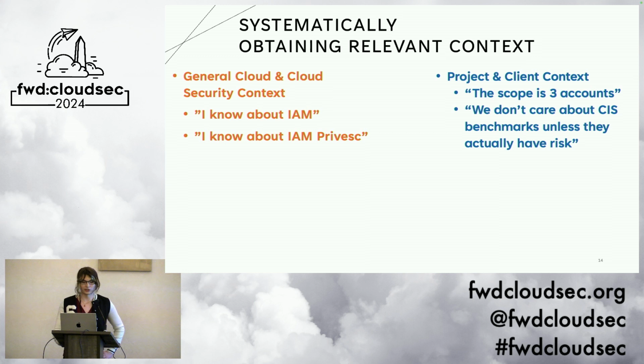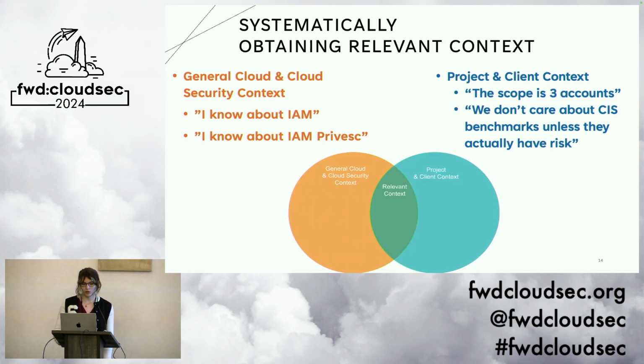And I have my own mental model for this. So I like to think about it in two different categories for pen testing, which is that you have general cloud and cloud security context. These are things like, I know about IAM, and I know about IAM privilege escalation. There's also project and client context. And this is things like, the scope is we have 3 accounts, and we also really don't care about CIS benchmarks unless they actually have risk behind them, which is something that I hear commonly. So relevant context, in my mind, is the intersection of those two things. And this is what's going to allow you to make those recommendations because you understand both of these forms of context and there's overlap.